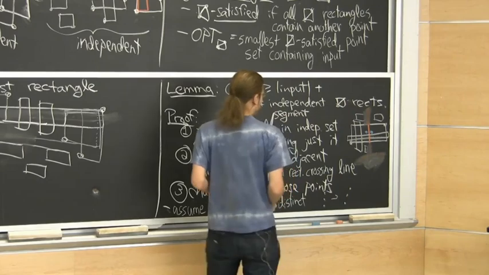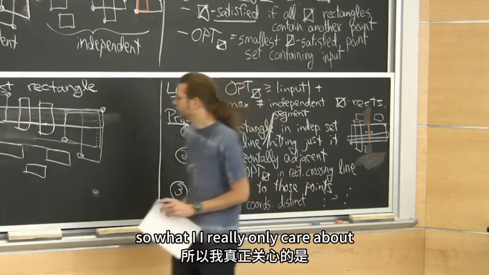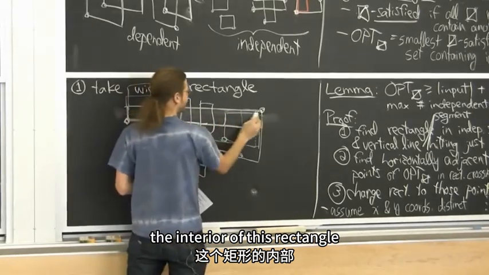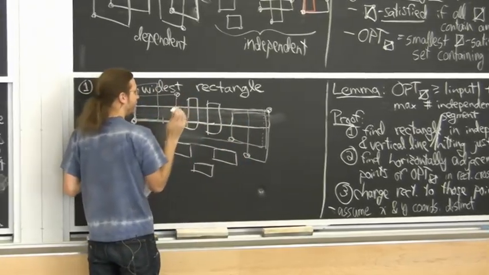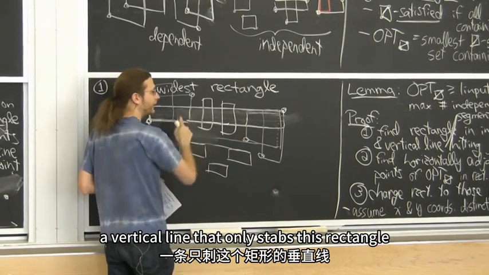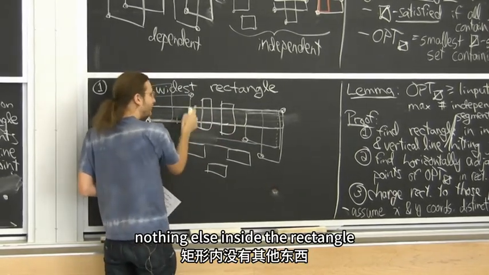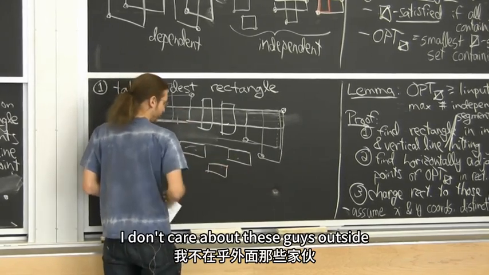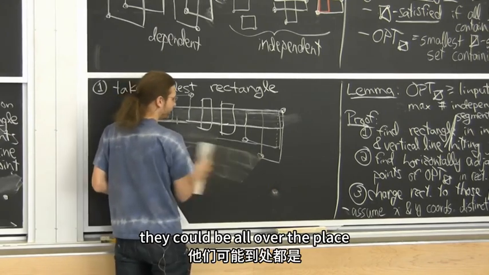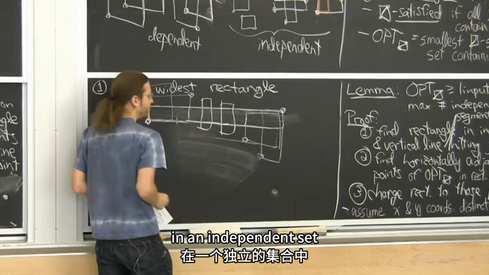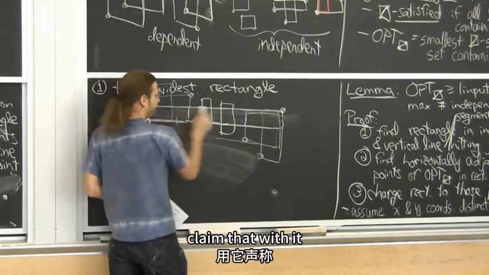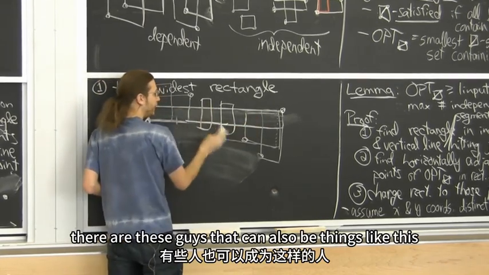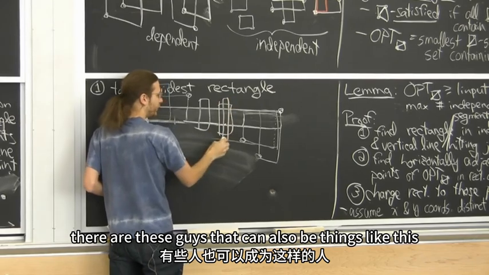Sorry about that. Okay, so what I really only care about is the interior of this rectangle. I'm trying to get a vertical line that only stabs this rectangle, nothing else, inside the rectangle. Sorry, poor wording. I don't care about these guys outside, because I can't say anything about them. They could be all over the place in an independent set. Relative to what hits this rectangle, there's stuff on the left, there's stuff on the right. There are these guys. There can also be things like this.